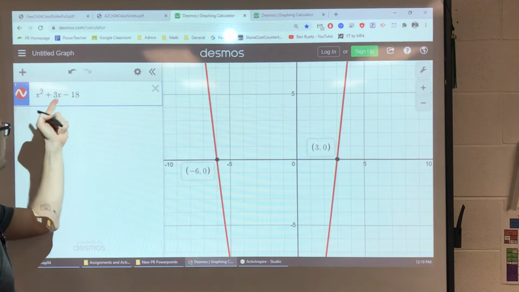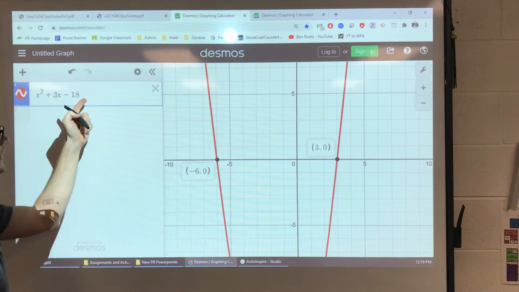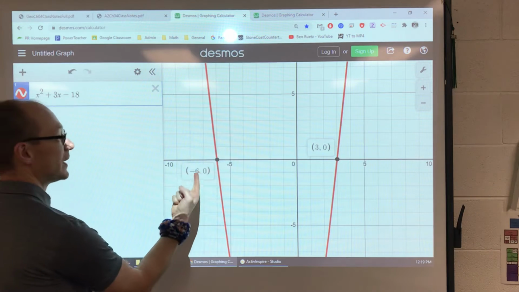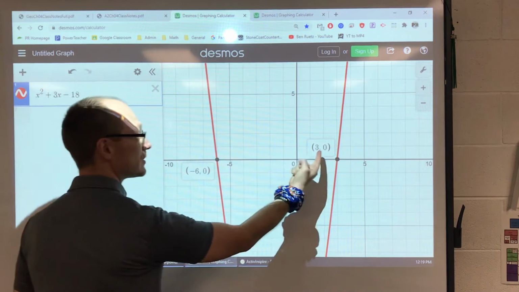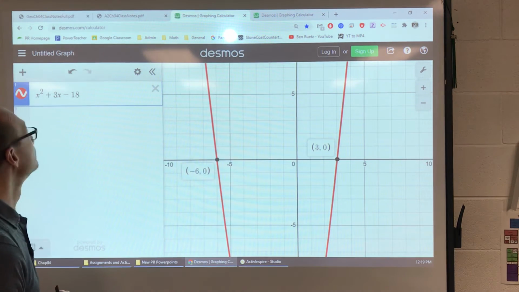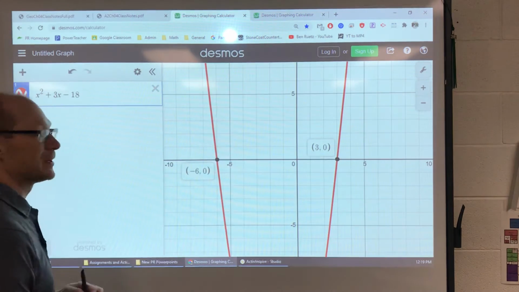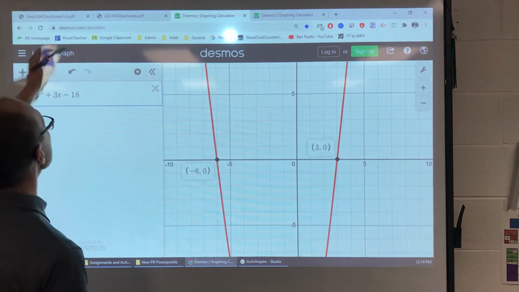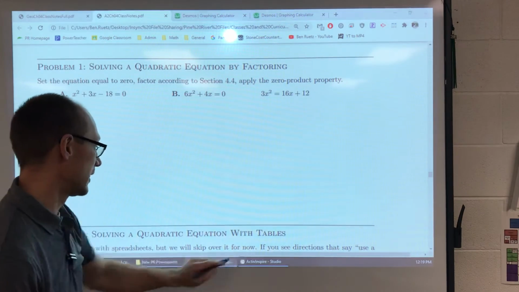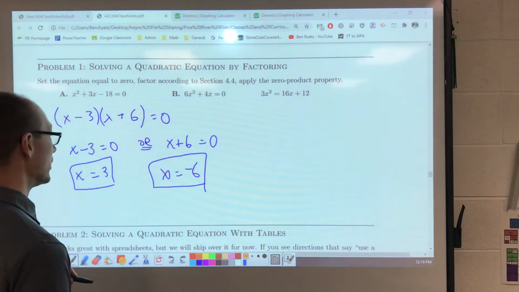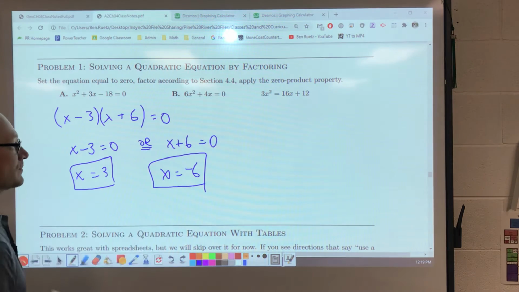And if I show you that on a graph, if you graph this, even without the equals 0, you can see that you've got intercepts of negative 6 and 3. Is that what we had? Negative 6 and 3. Those are our two solutions, and that works pretty well.